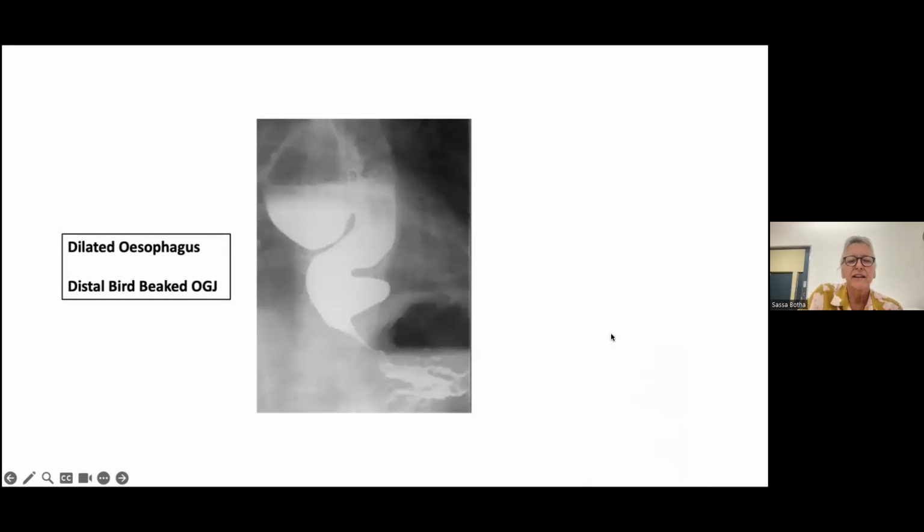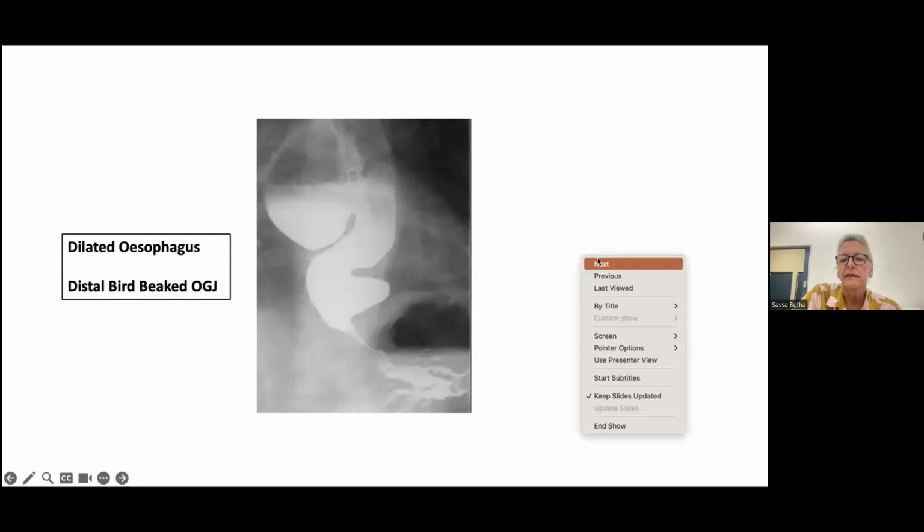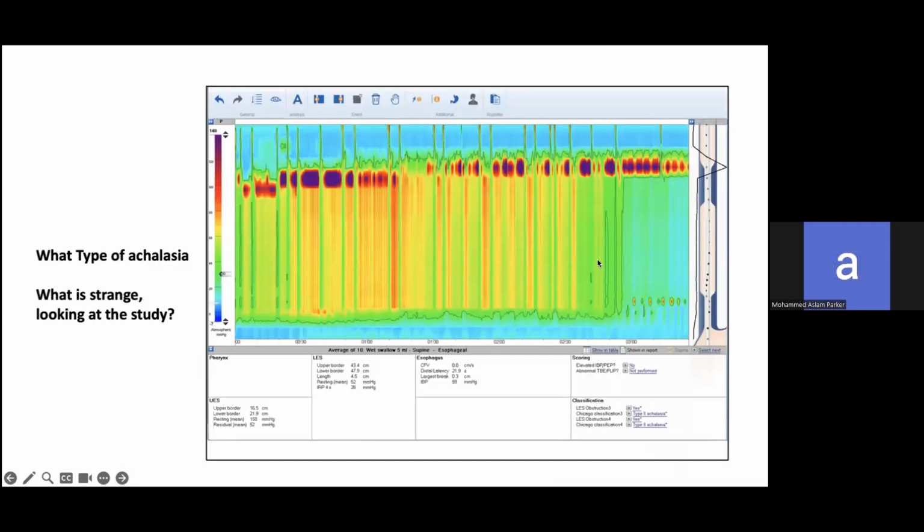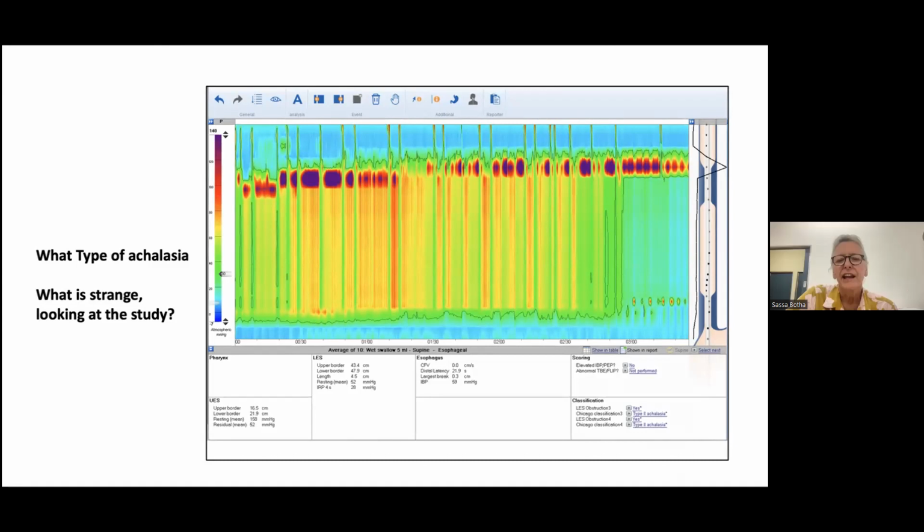Okay, so you can see here she had a large diverticulum and then the bird beak esophagus. And what type of achalasia is this? Type 2. That's right. Why do you say type 2? Well, the IRP is raised, and it looks like there is panesophageal pressurization as well. Okay. Yes. And there's something strange about this tracing.